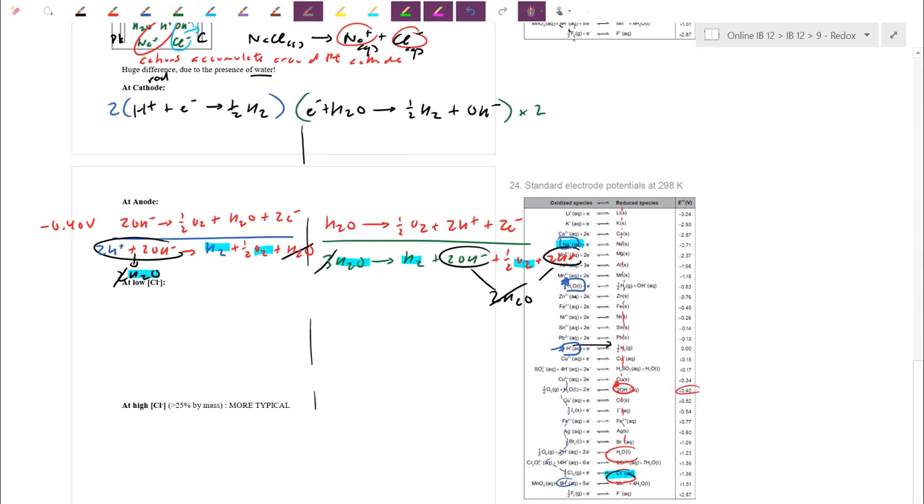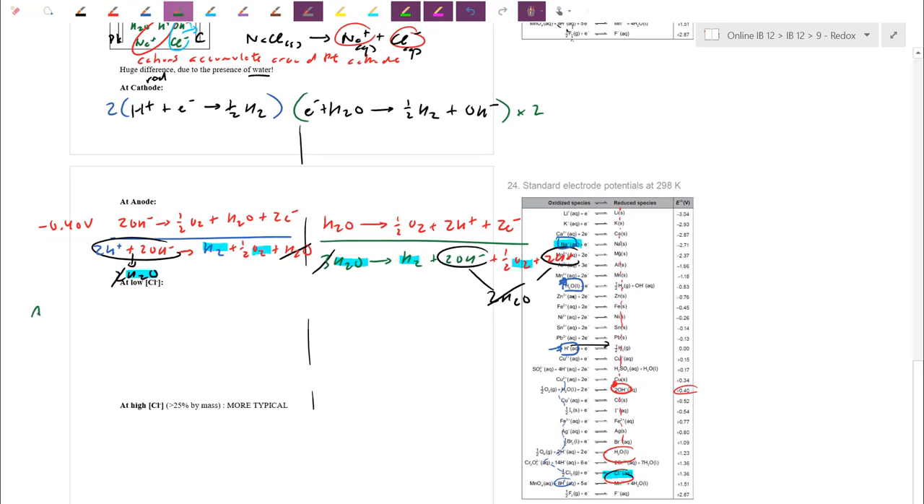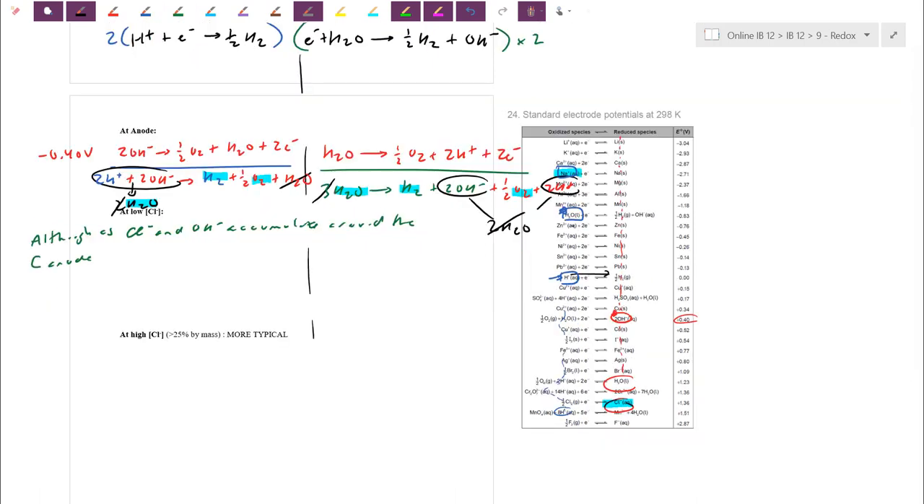I want to make this little note here. Although, as Cl minus and OH minus accumulate, as they build up around the carbon anode, we had checked it on the table. It's either the hydroxide or the water. The Cl minus here shouldn't actually react. This is sort of an exception.